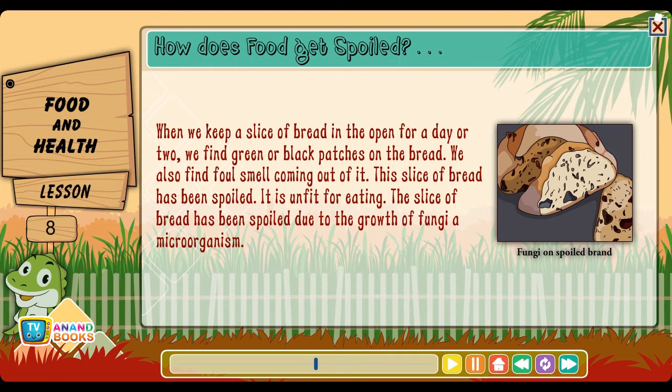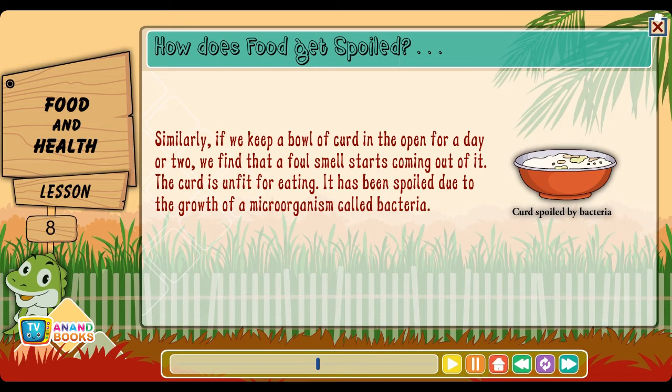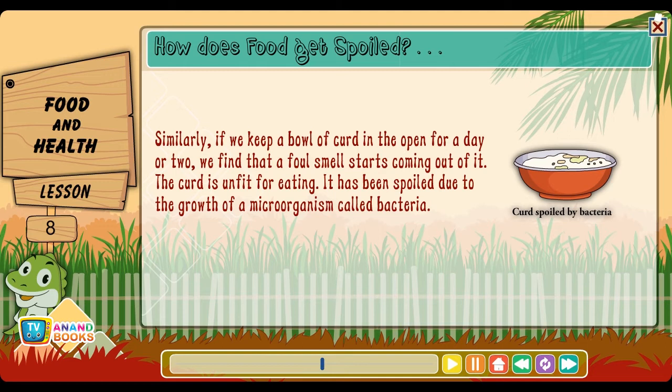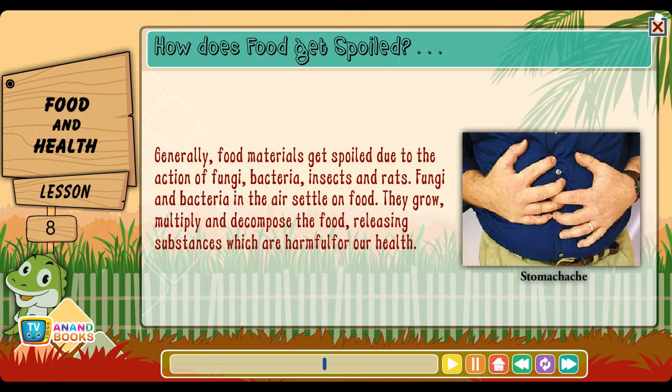Similarly, if we keep a bowl of curd in the open for a day or two, we find that a foul smell starts coming out of it. The curd is unfit for eating. It has been spoiled due to the growth of a microorganism called bacteria. Generally, food materials get spoiled due to the action of fungi, bacteria, insects, and rats.